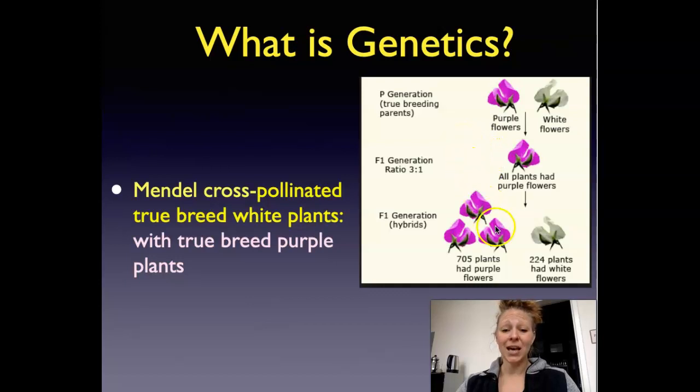And he noticed that the F2 generation had 3/4 purple plants and 1/4 white plants. So that white flower gene was conserved. It stayed somewhere, but it sort of was hidden. And then it came back up. It resurfaced. And he said, that's weird. How does that happen?